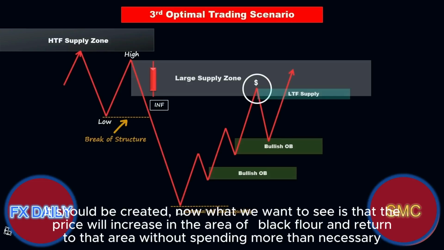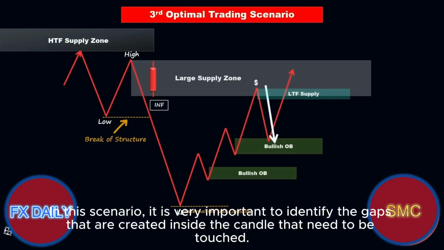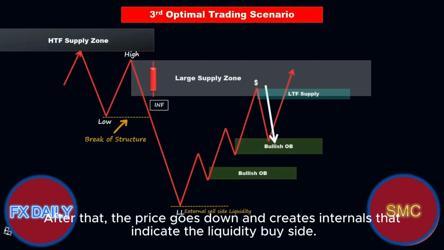It should be created. Now what we want to see is that the price will increase in the area of the order block and return to that area without spending more than necessary. In this scenario, it is very important to identify the gaps that are created inside the candle that need to be touched. After that, the price goes down and creates internals that indicate the buy side liquidity.